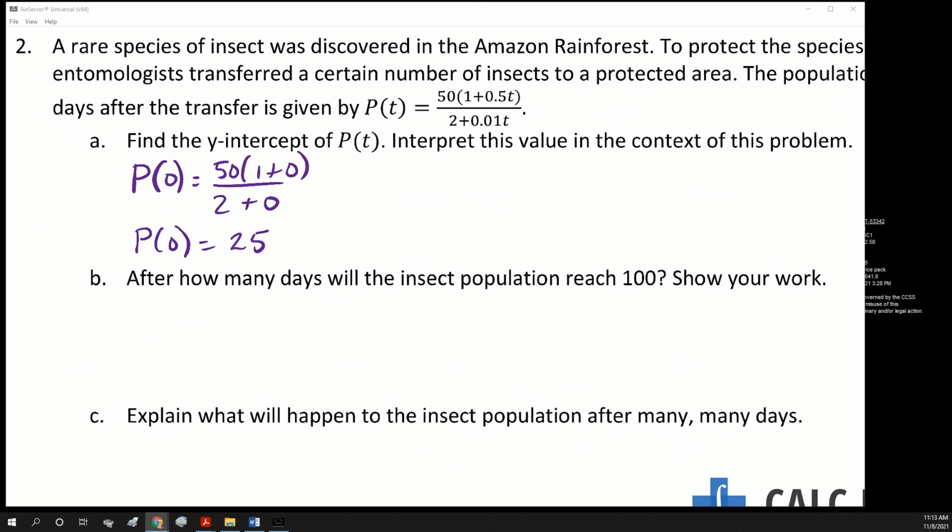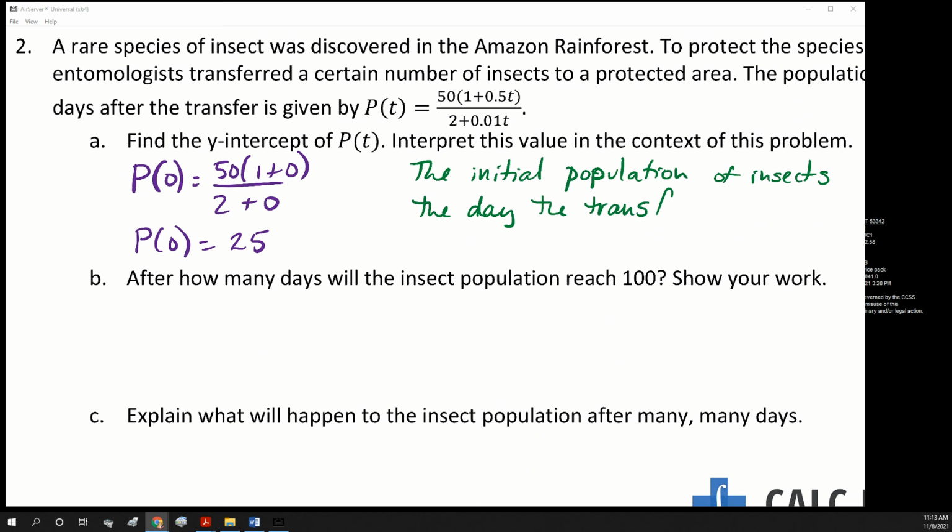So I worded it differently than you guys might, but I said it's the initial population of insects the day of the transfer, or before it was transferred, whatever. At time 0. You could say the population of the insects at time 0 days.